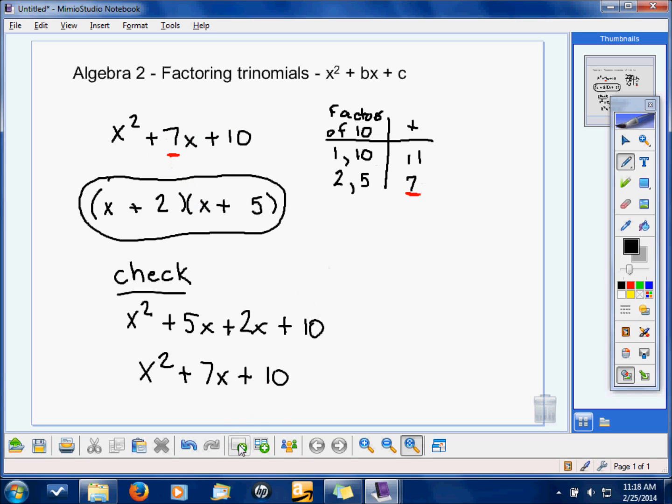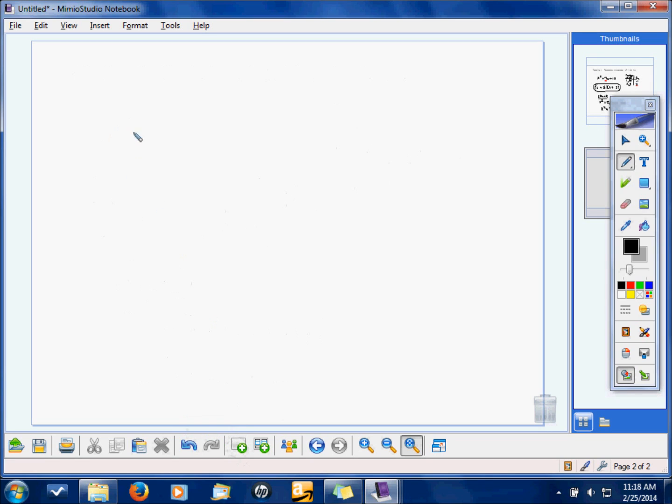So let's get another example of one of those, just so that we have another one to go with. Let's do x squared plus 4x plus 3.